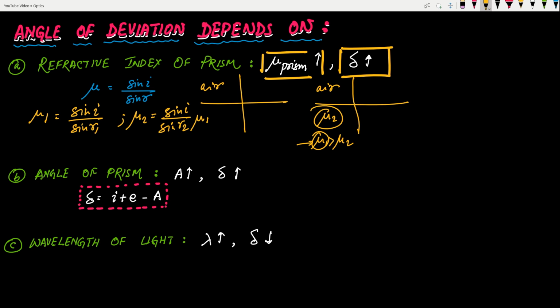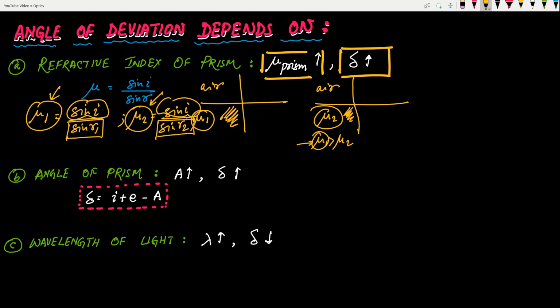Now what I've done is I have kept the angle of incidence same in both cases, and I got mu1 and I got mu2. Since mu1, the refractive index of this medium, is greater, optically denser than this medium, therefore we'll get mu1 to be greater. So mu1 is greater than mu2. Why? Because this sine R1 value is less than sine R2 value. Since this value is lesser than this value, we know that mu1 will be greater. Now if sine R1 is less than sine R2, we can directly say that R1 is less than R2.